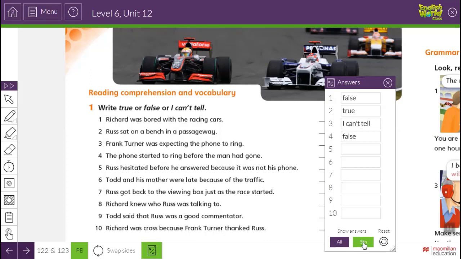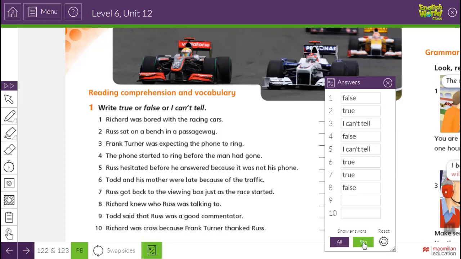Number 5. Ross hesitated before he answered because it was not his phone. Excellent. I can't tell. Todd and his mother were late because of the traffic. Correct. True. Ross got back to the viewing box just as the race started. True. Richard knew who Ross was talking to. Yes, false. He didn't know.